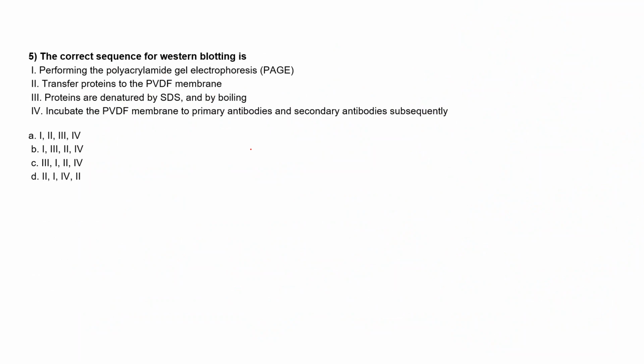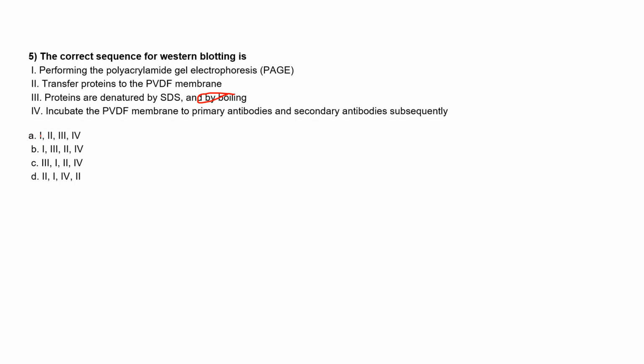So moving to the next question, the correct sequence for Western blotting is: first is performing the polyacrylamide gel electrophoresis, then second step is transfer proteins to PVDF membrane, then third step is proteins are denatured by SDS and by boiling, and fourth is incubate the PVDF membrane with primary antibody and secondary antibody subsequently. So what will be the correct sequence? How do we have to perform the Western blotting?